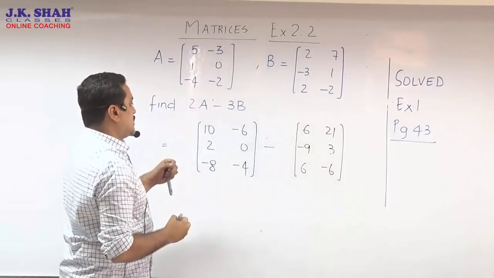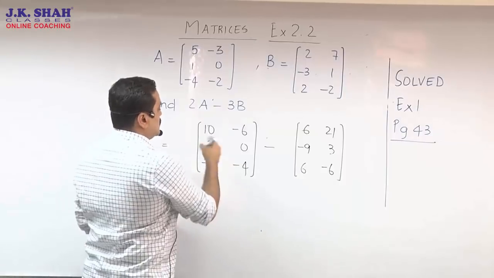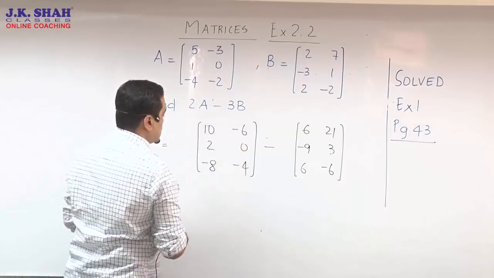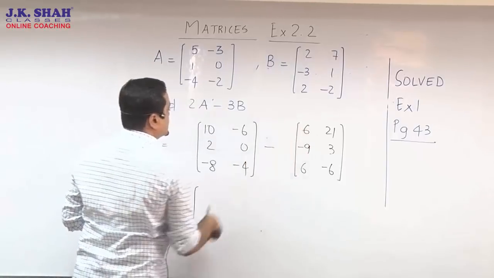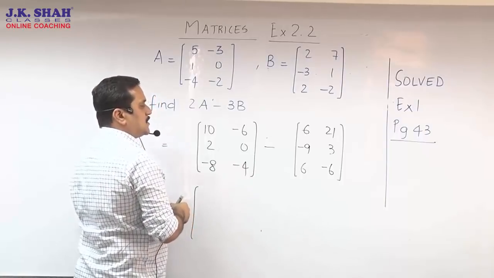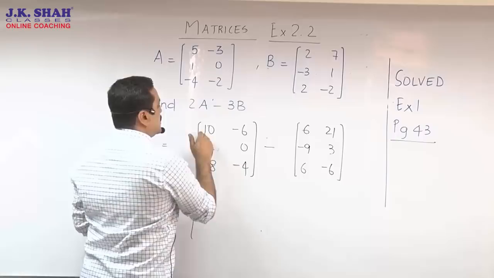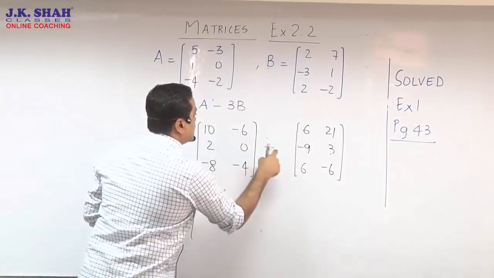Now we are into the last step. We need to finish off the subtraction between the two matrices. That's quite an easy job. You just need to subtract the corresponding elements. That means the matrix will now be 10 minus 6. I repeat, when you want to perform subtraction between two matrices, you just need to subtract the corresponding elements. So 10 minus 6, I'll better write it over here. Minus 6 minus 21.